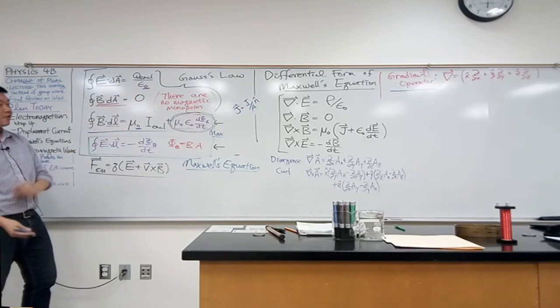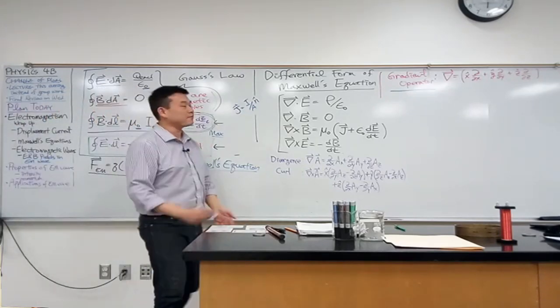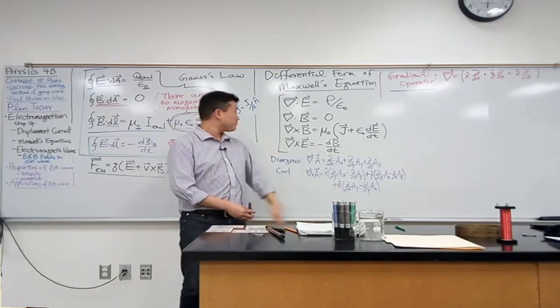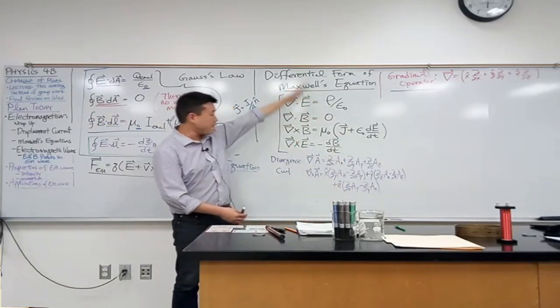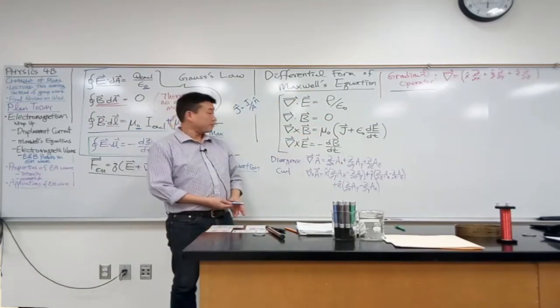So once you start talking about something in a linear medium, then that's where you have to do a bunch more stuff. That's upper division material. I'm not going to do that. But this equation describes everything we know about electricity and magnetism in vacuum.